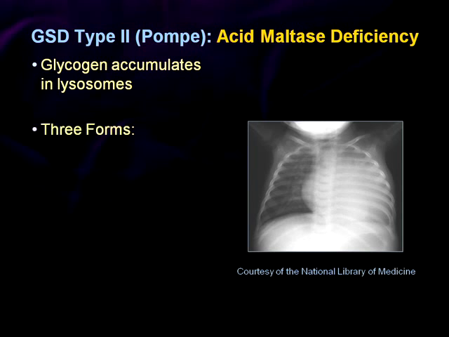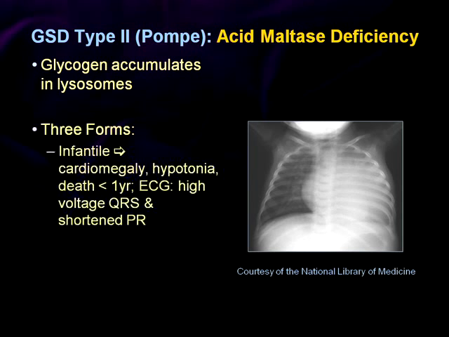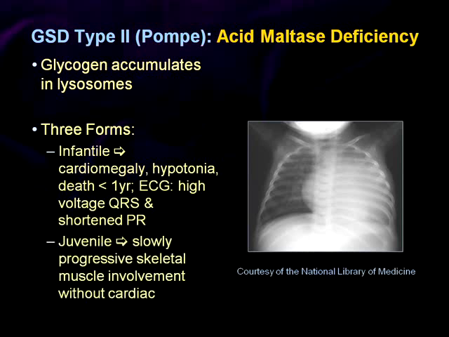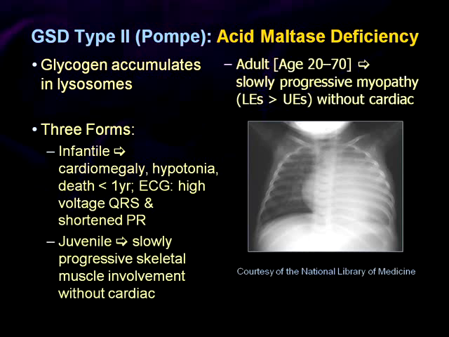The infantile form gives you cardiomegaly, hypotonia, and death usually less than a year of age. You can have a high voltage QRS and a shortened PR interval on your EKG. Juvenile form, slowly progressive skeletal muscle involvement without the cardiac involvement. And then adult can onset anywhere from 20 to 70 years of age, and it's a slowly progressive myopathy with the lower extremities more affected than the upper extremities and no cardiac involvement.